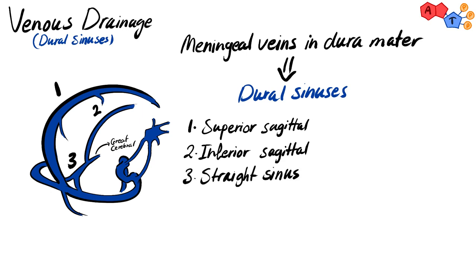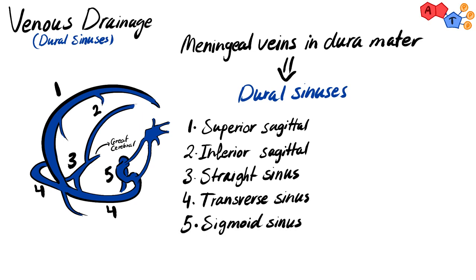The inferior sagittal sinus will meet with the great cerebral vein to form the straight sinus. Then we have the transverse sinus. The right transverse sinus will receive blood from the superior sagittal sinus, while the left transverse sinus will receive blood from the straight sinus. Then the right and left transverse sinuses will continue as right and left sigmoid sinuses. These two sinuses will descend through the jugular foramina to be known as internal jugular vein.